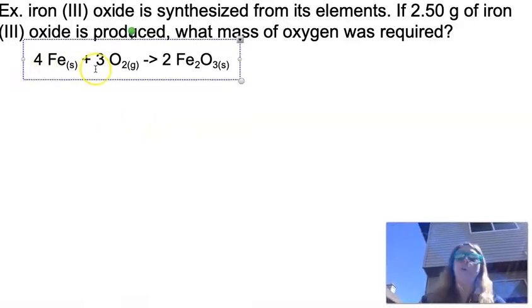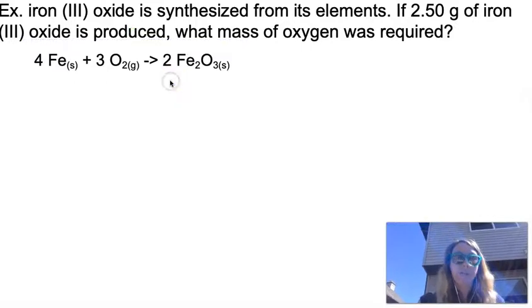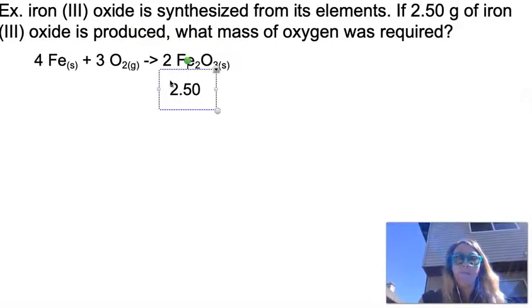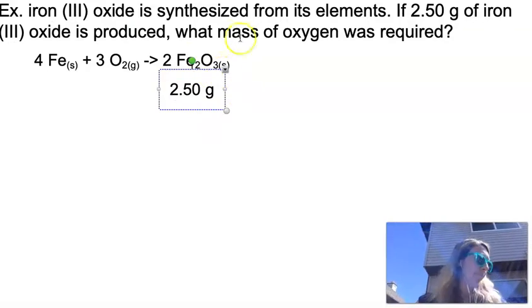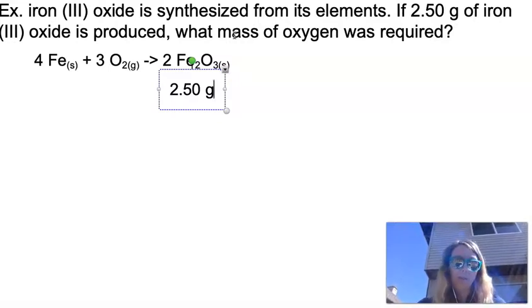But because we have a 4, a 3, and a 2, we can't possibly reduce that any. So givens wise, what are we told? We're told if 2.5 grams of that iron oxide, so we have a mass for Fe2O3. That means we need to go get a molar mass. So 2 times 55.85 plus 3 times 16.